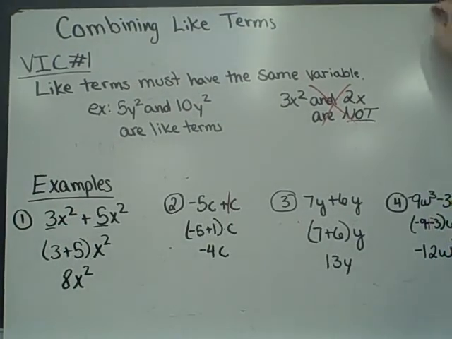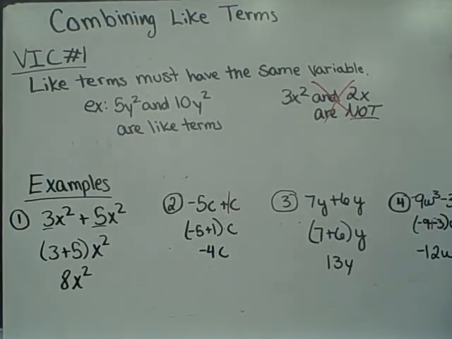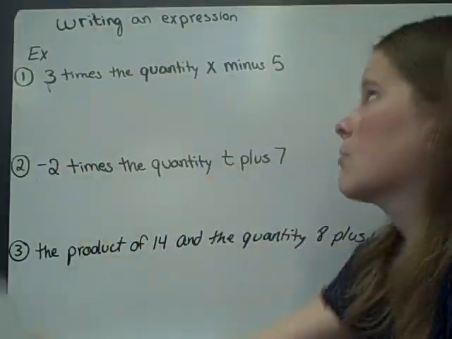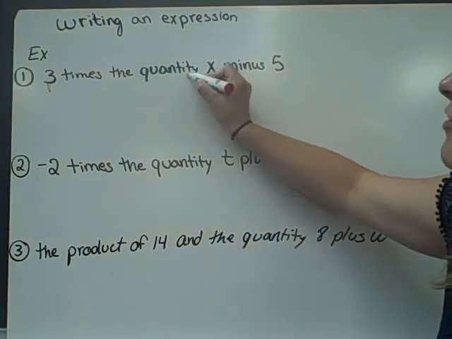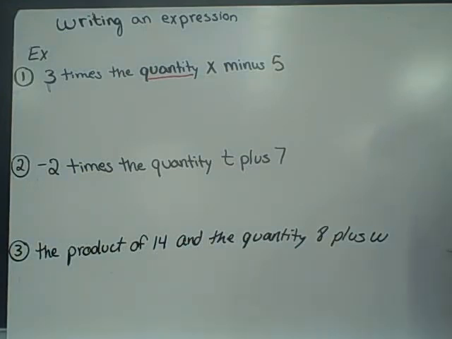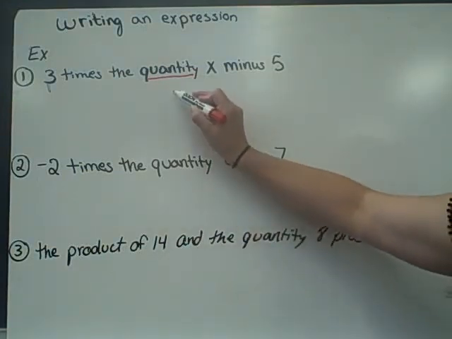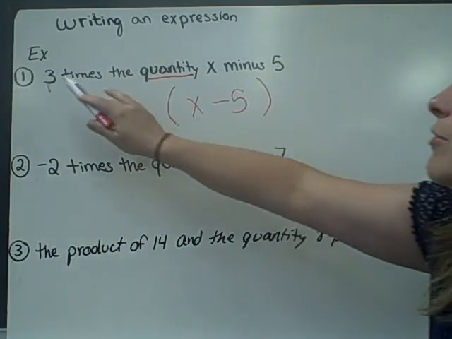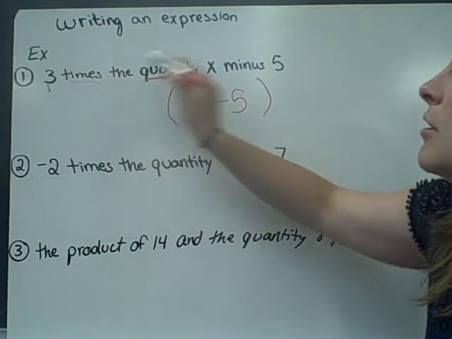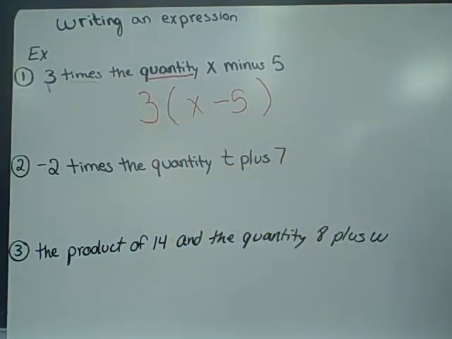You always need to make sure that after you use the distributive property that you combine like terms before you have your completely simplified answer. We've done a lot of writing expressions in class, but this is a good review. 3 times the quantity of x minus 5. Quantity is generally going to mean that you're going to need some parentheses. So the quantity of what? x minus 5, and 3 times. So you're going to put the 3 on the outside of the parentheses, and that would be your expression.